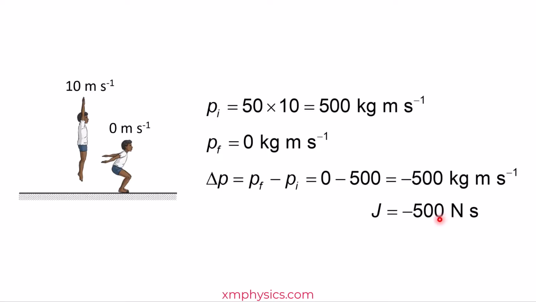So what is needed is for the floor to give it an upward normal contact force, producing an impulse of 500 newton second. So what difference does it make whether the gymnast bends the knees or not? The change in momentum is still going to be this. The impulse required is still going to be this. So the change in momentum and the impulse are exactly the same. What is different is the impact force.